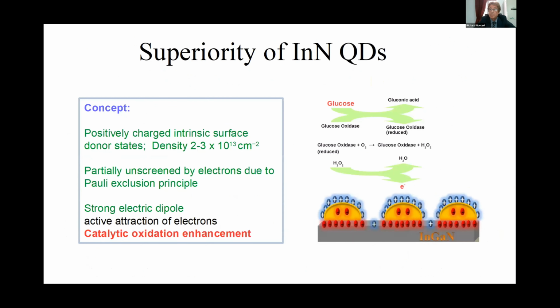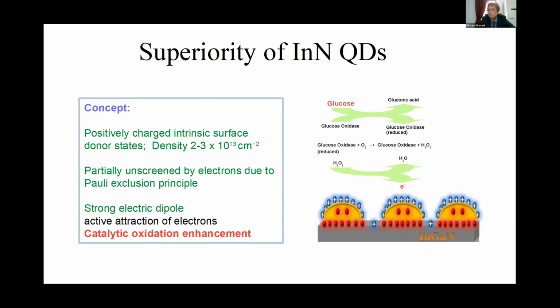Now, again, the superiority of the indium nitride quantum dots for potentiometric sensing. And the explanation is the same as before. It relies on the positively charged intrinsic surface donor states on the indium nitride surface, which are partially unscreened by electrons because not enough electrons can enter the quantum dot due to the Pauli exclusion principle. Electrons are partially expelled to the indium gallium nitride layer underneath, forming a strong electric dipole, leading to strong attraction of electrons, which in this case catalyzes the oxidation of glucose.